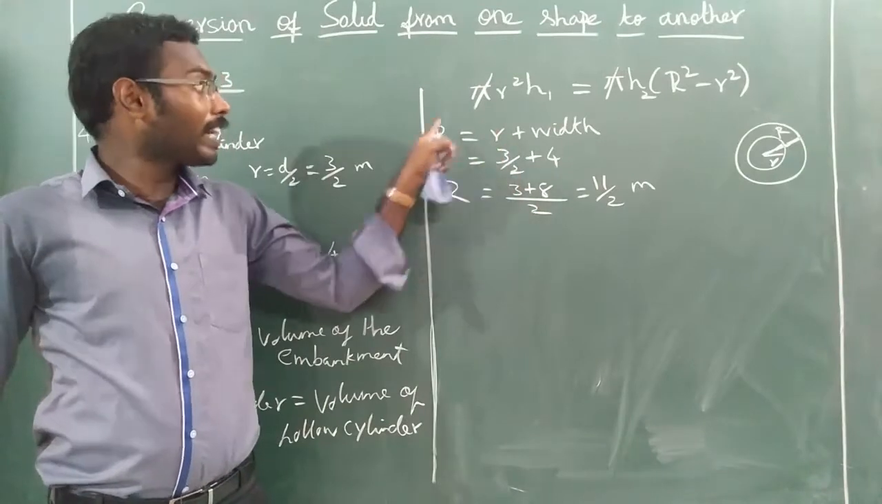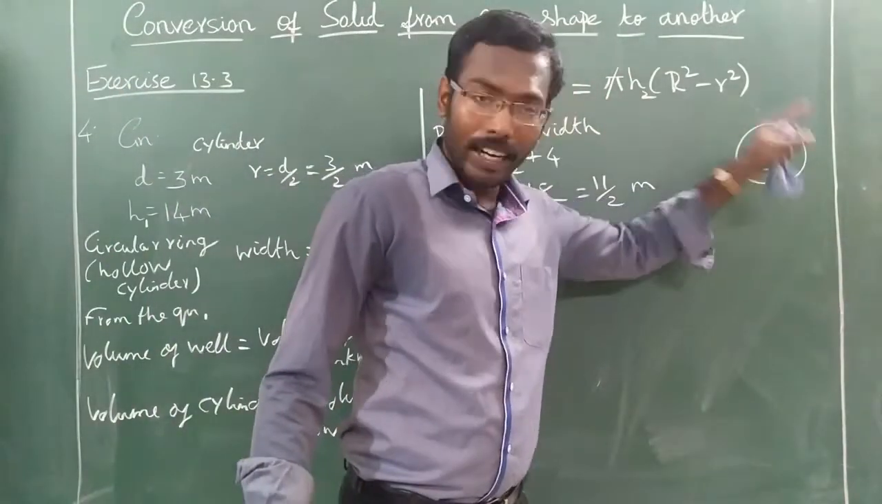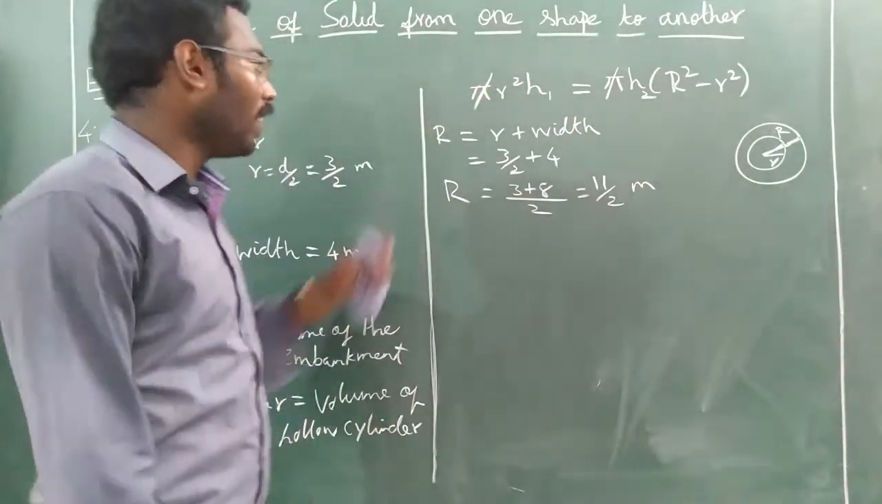Small r is equal to capital R minus width. Always keep it in mind. Keep the figure in your mind. Now apply the values.